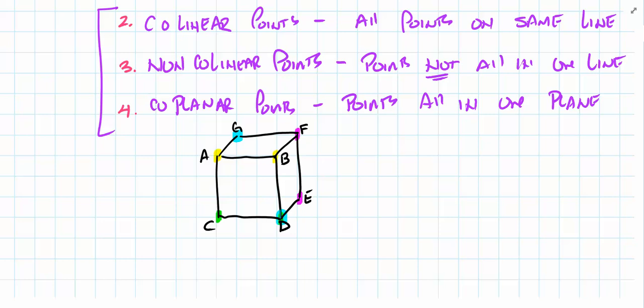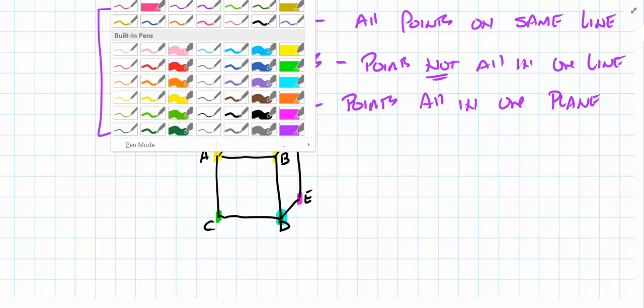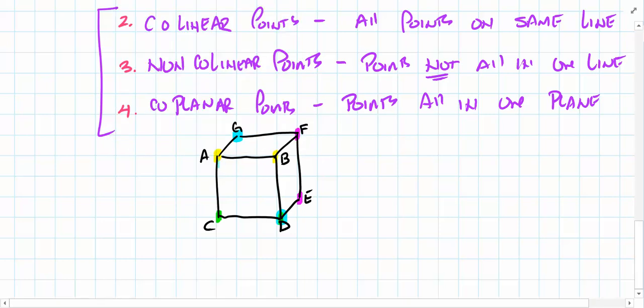Give me coplanar points. Points that are in the same plane. A, B, C, D. Those are all on the same plane, right? What could I do here? How about blue, so the front of this being like a plane. This is the plane extending in all directions. So is point E in that plane? No, it wouldn't be, right? That point E would not be in that plane.